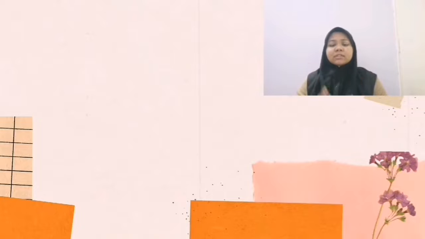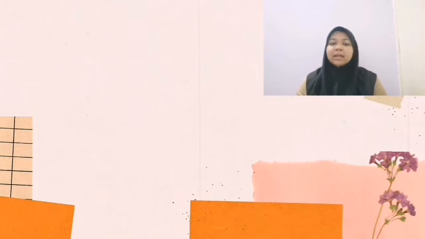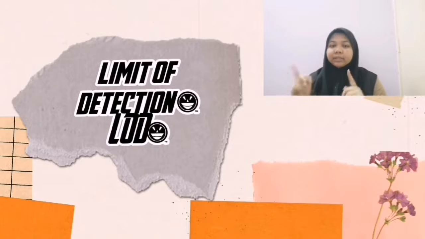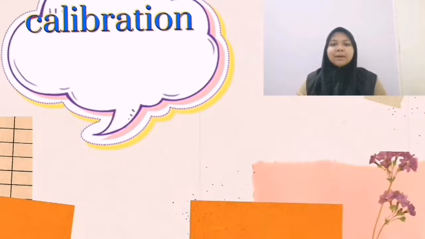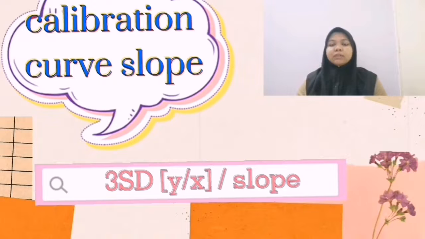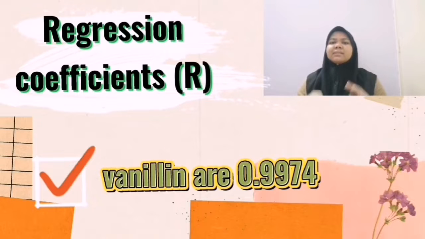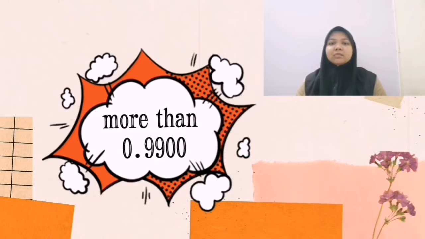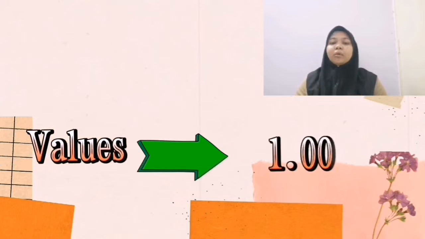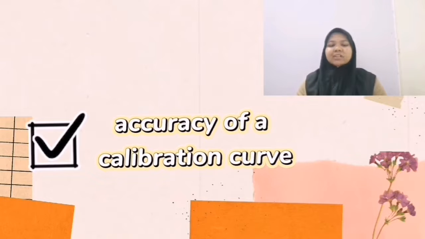Linear range is the range of concentration where the signals are directly proportional to the concentration of the analyte in the sample. Besides, the limit of detection, which is LOD, for vanillin is 0.09, which is based on the calibration curve slope and is determined as 3 s_y/x divided by the slope. Meanwhile, the regression coefficient R for vanillin is 0.9974, which represents that the quantitative detection of the target is accurate since the value is more than 0.9900. The closer the value is to 1.00, the more accurately the curve represents the detector response. This result shows that the accuracy of the calibration curve was achieved.